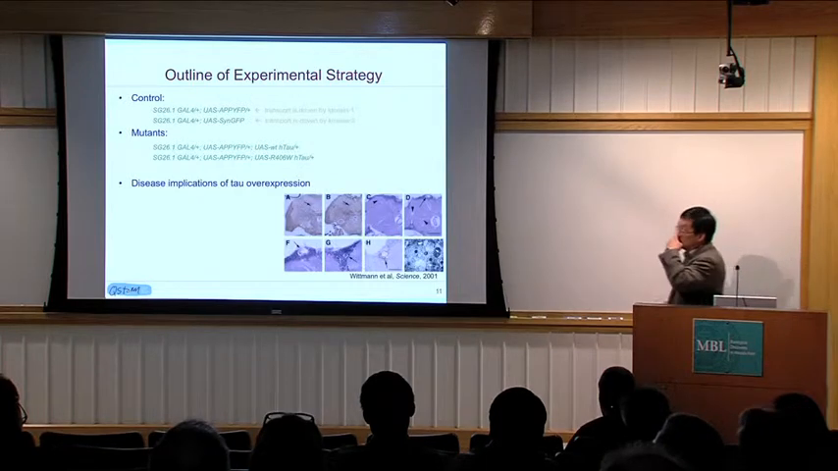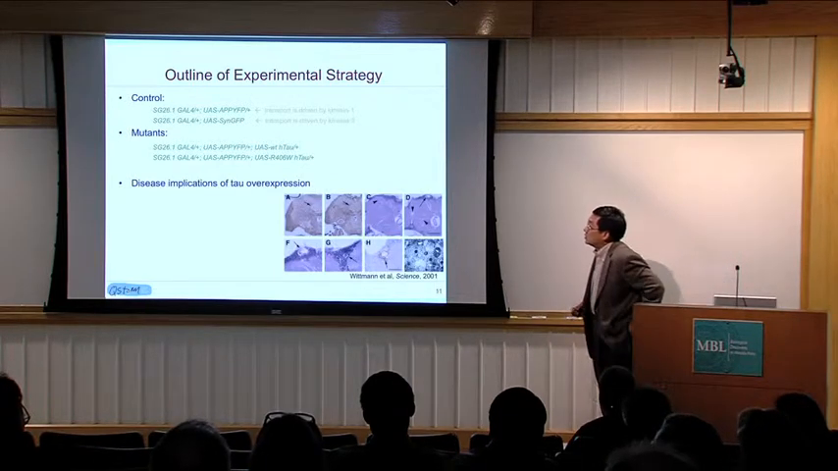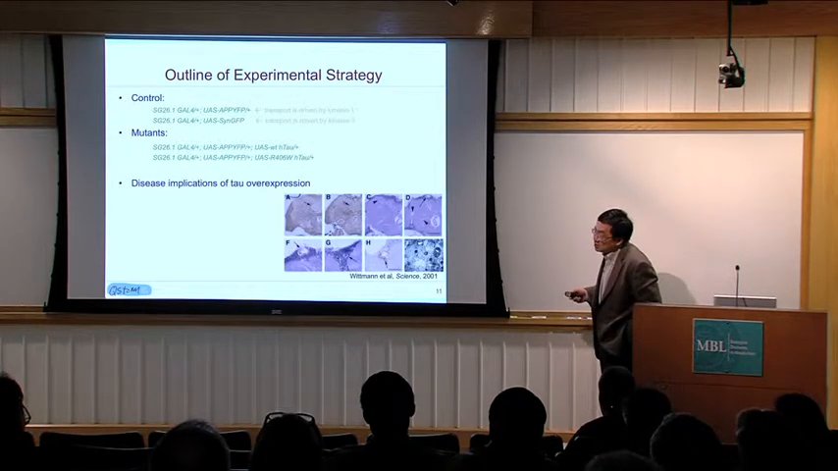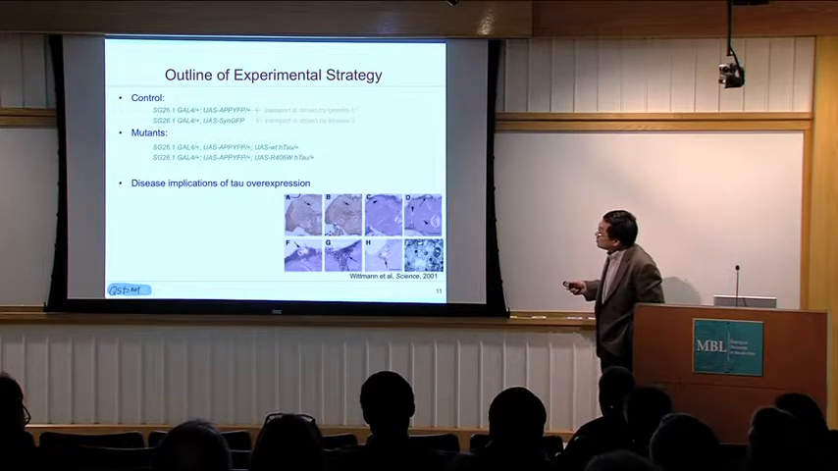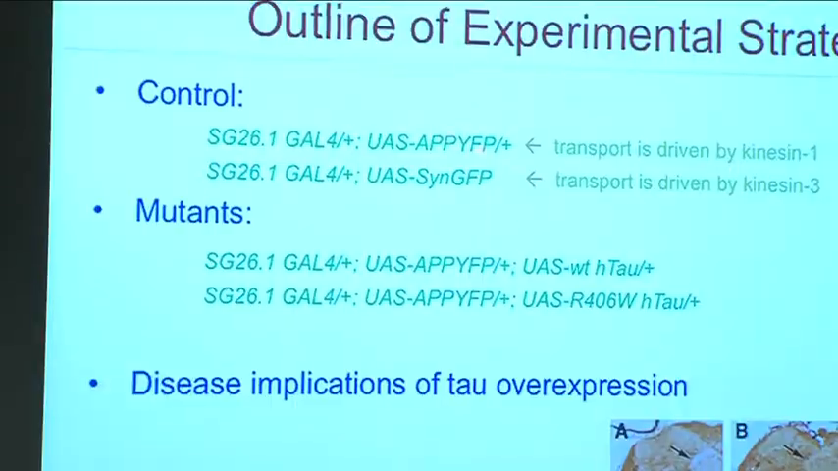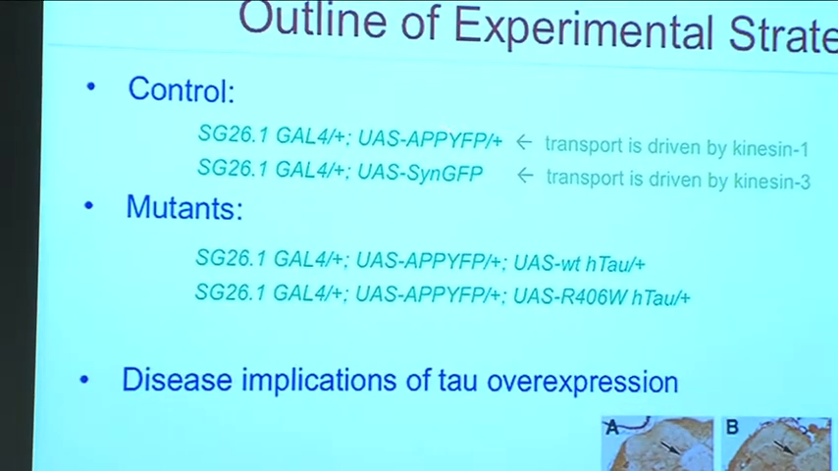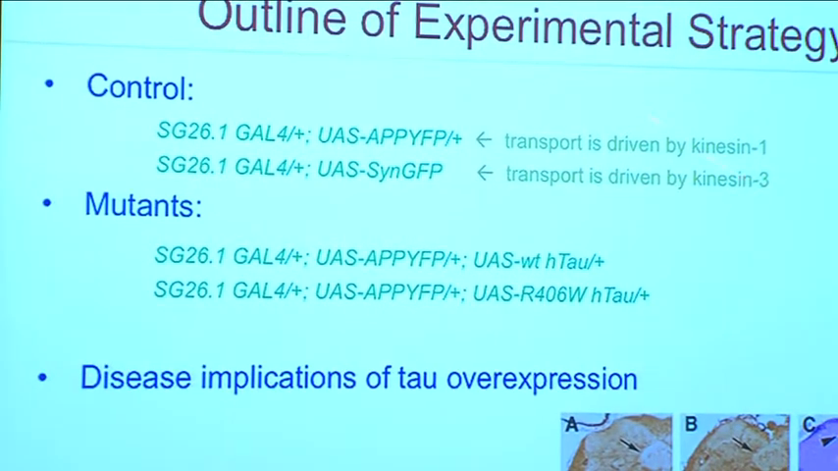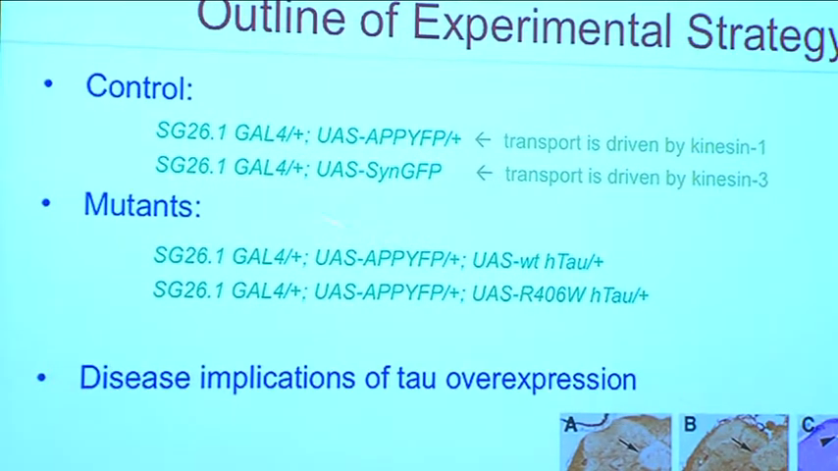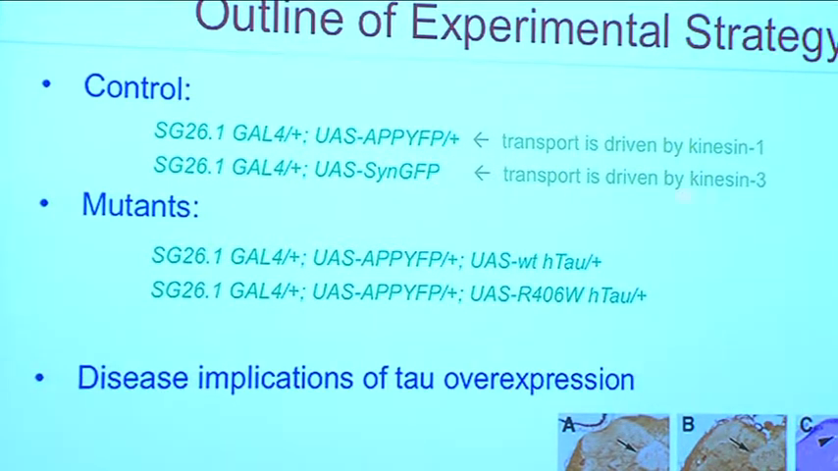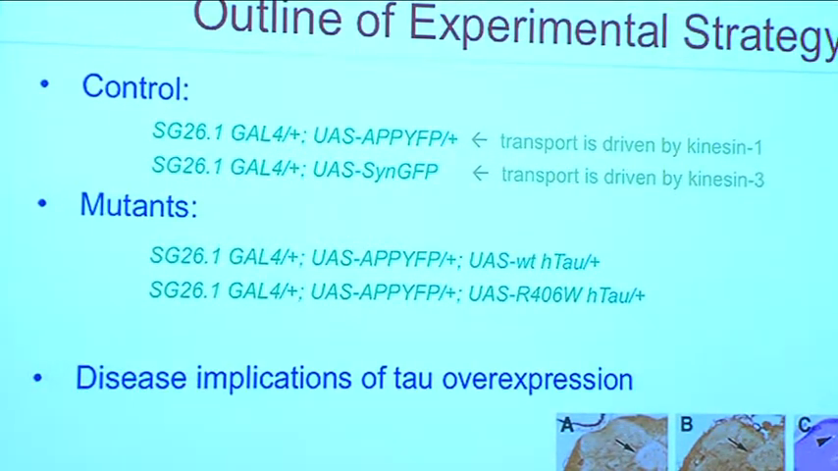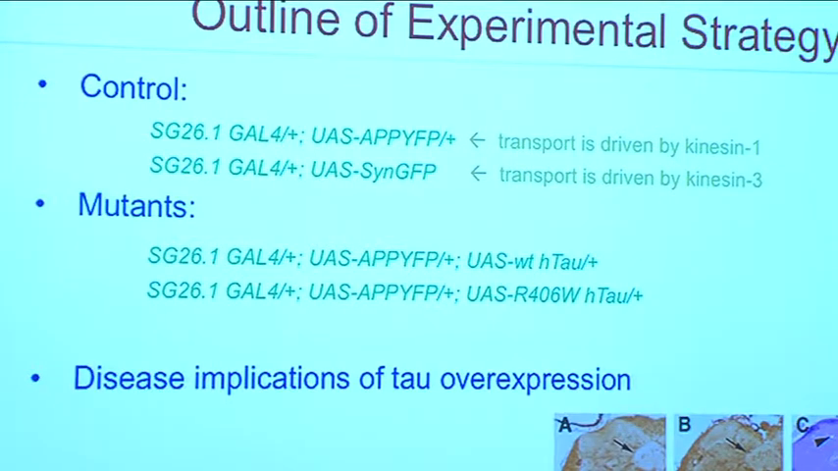I want to tell you a little bit about the experimental strategy we're using here. We do this in Drosophila. We take 2 fly lines. One is expressing amyloid precursor protein tagged with YFP. This type of vesicle is very well characterized, driven mostly by kinesin 1. We also look at a different type of cargo, a synaptotagmin protein tagged with YFP, which is driven by another kinesin family, kinesin 3. And then we look at a tau overexpression background.